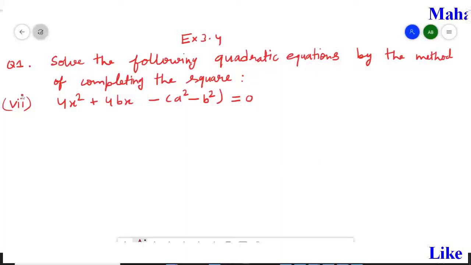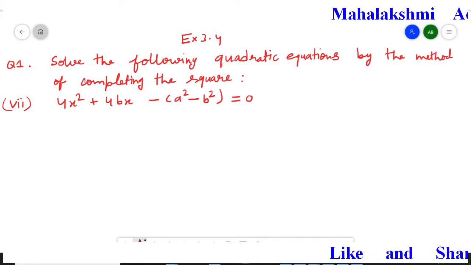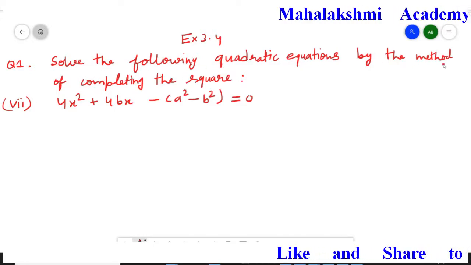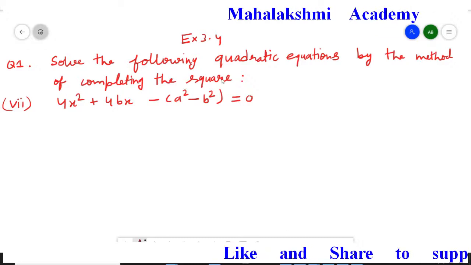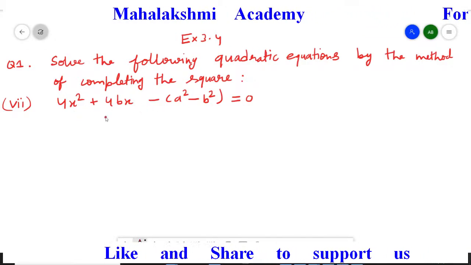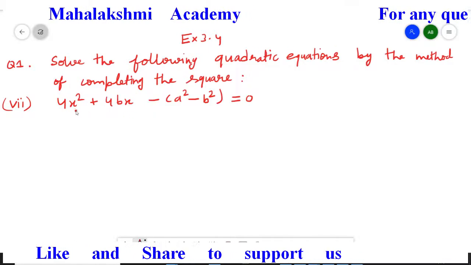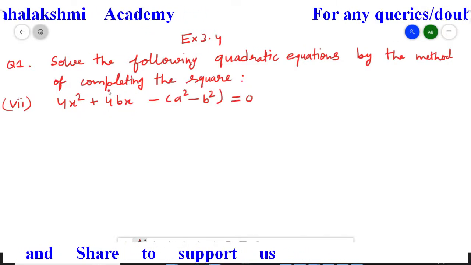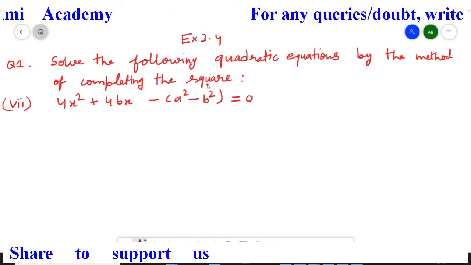Hello everyone, I am going to explain the first question from exercise 3.4. In this question, solve the following quadratic equation by the method of completing the square. So a quadratic equation is given to us and we have to solve this. Solve means we have to find the values of x by the method of completing the square.